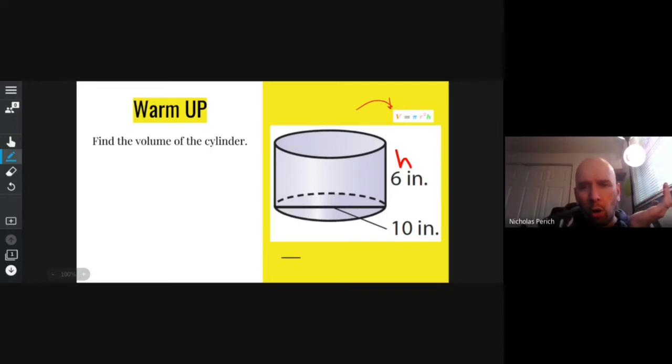5. Good. So I'm going to redraw it and put 5 there. If I give you the diameter, remember the diameter is the entire thing.